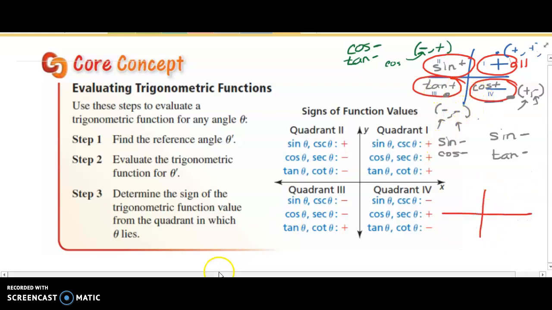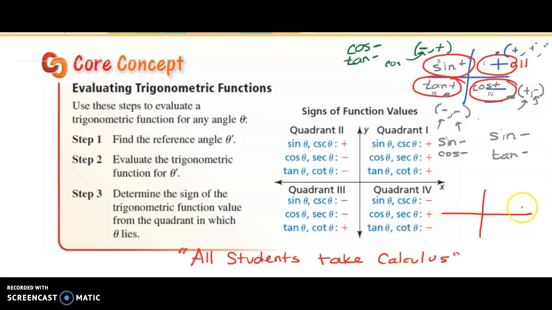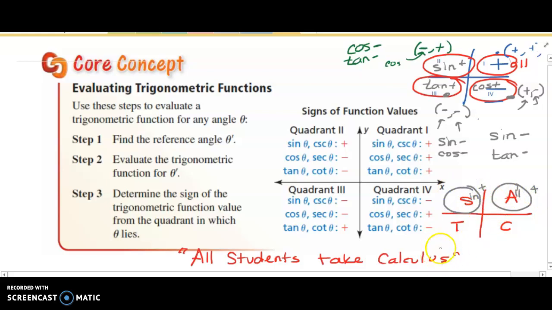One of the ways I've learned to remember this, and I want you to conceptually understand it too, is: all students, I know this isn't an accurate statement, take calculus. If you can remember these four words and start in quadrant 1, that means all of our trig functions are positive. Sine is positive in quadrant 2, tangent is positive in quadrant 3, and cosine is positive in quadrant 4.